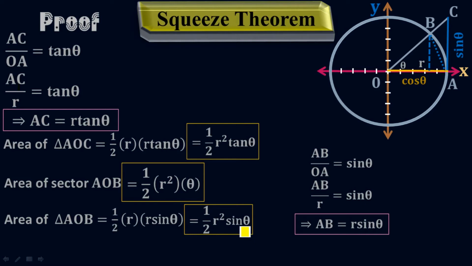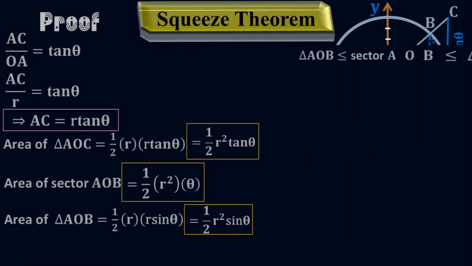Now I'm going to present all these three equations in the Squeeze theorem statement. According to the Squeeze theorem statement, the sector AOB is greater than or equal to triangle AOB, and less than or equal to triangle AOC. It's like this is one function, this is another function, and this middle one is my third function, which has been sandwiched or squeezed between them. Again, I repeat: the sector is greater than or equal to AOB but less than or equal to AOC.